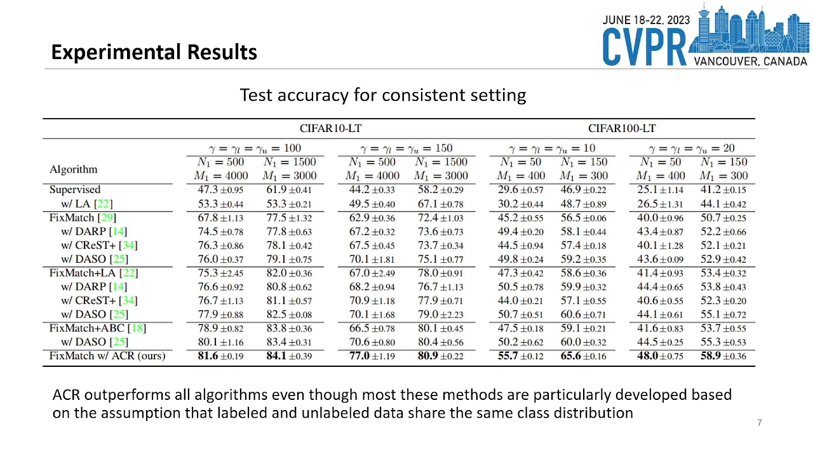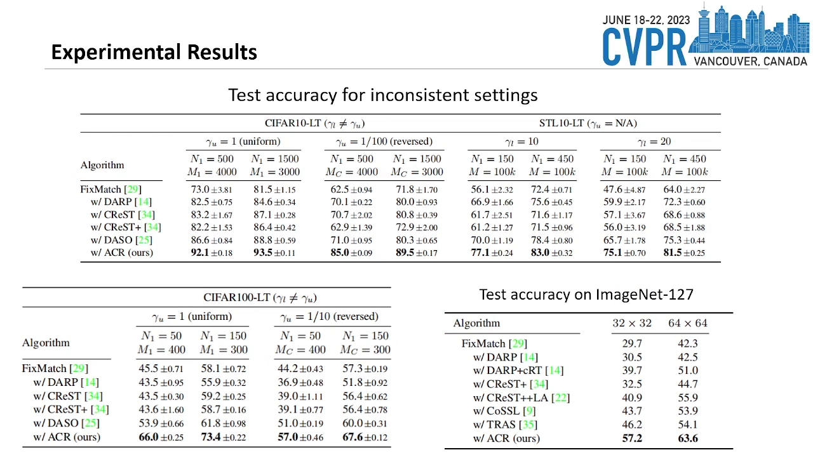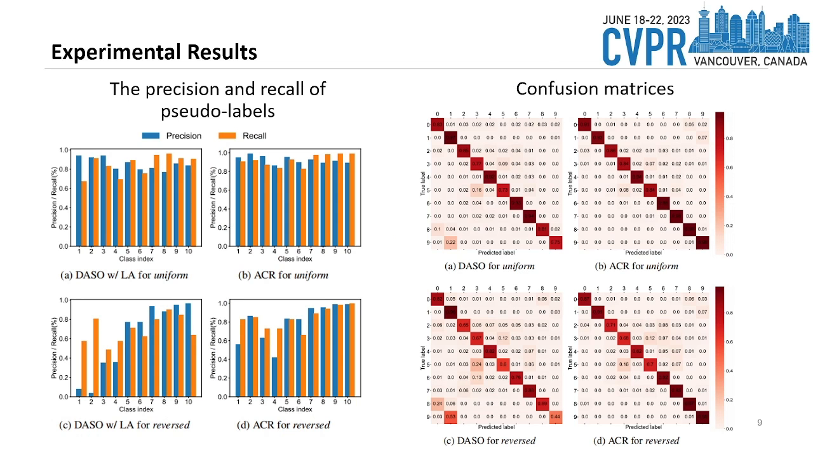For the consistent setting, ACR outperforms all algorithms, even though most of these methods are particularly developed based on the assumption that labeled and unlabeled data share the same class distribution. For the inconsistent setting, without exception, ACR surpasses the previous methods by a large margin. Here we display the precision and recall of pseudo-labels for DASO and ACR on the CIFAR-10-LT dataset in uniform and reverse settings, which illustrates that ACR produces pseudo-labels of high quality in both settings.